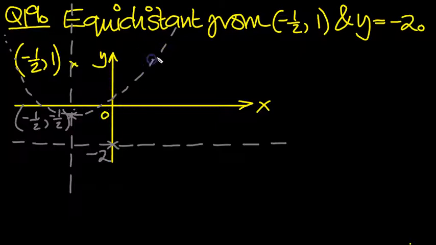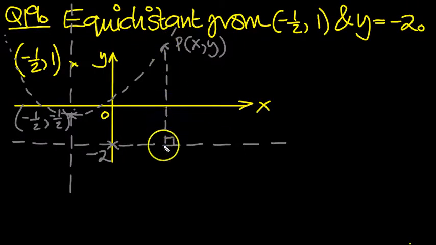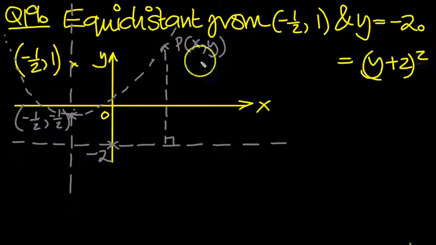So let's mark off a general point P, let's put it here, P, x, y. Let's drop a vertical down to the line. This distance is the height difference, it's y plus 2. So that will equal y plus 2, squared, will be the length of the line. So we can put that in there. This distance across here, from this point to this point then, is the same as this distance. So that's a triangle here.